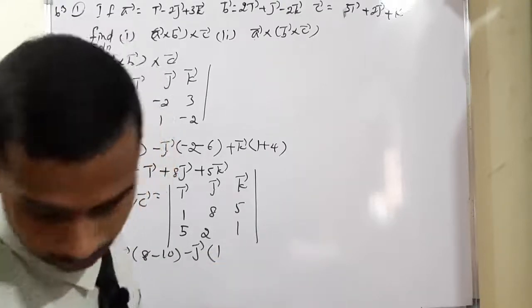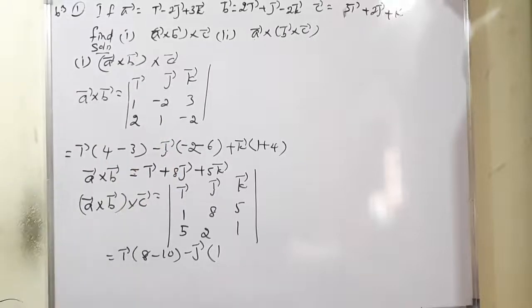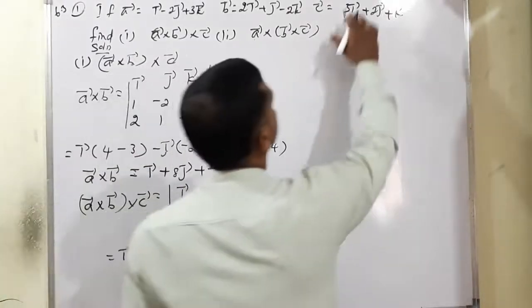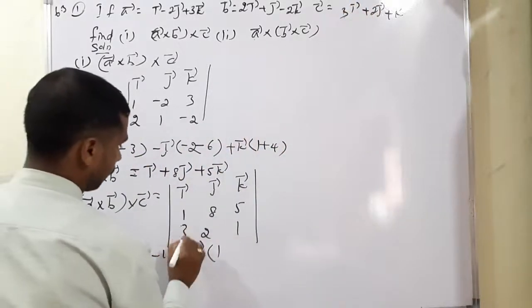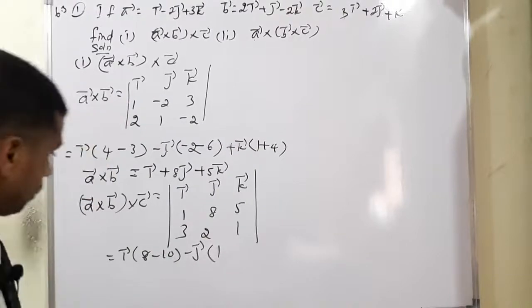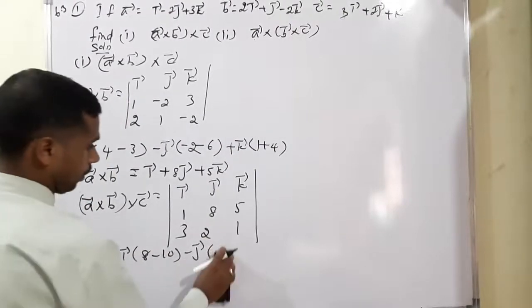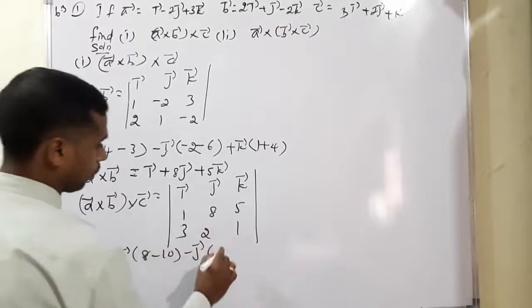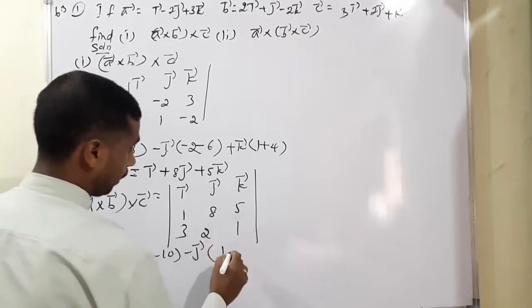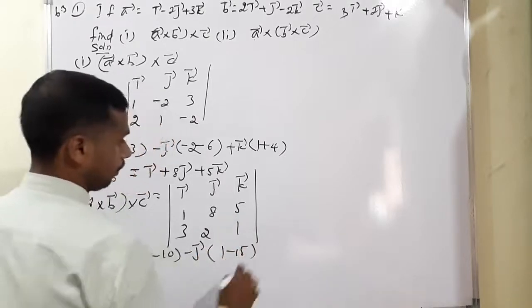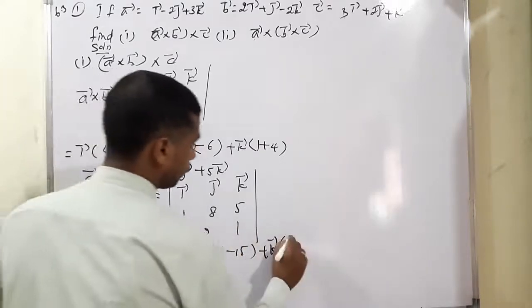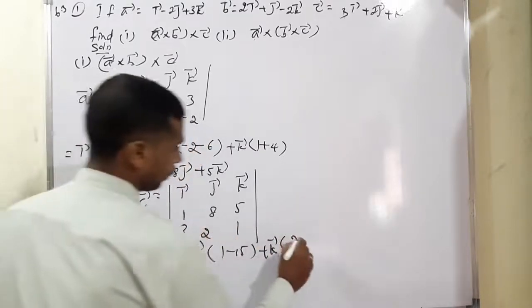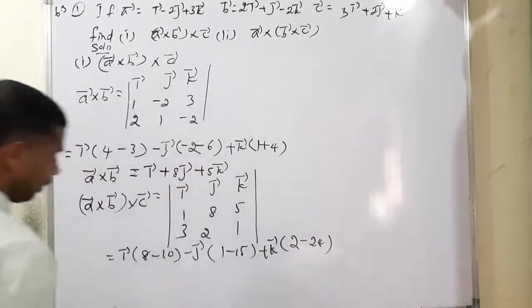Look at this, what is the value of C vector? C vector is 3, 2, 1. Sorry, my dear, this is 3, okay? So here also 3. Now the change is 1 into 1, 1; 3 fives are 15, so minus 15. Then plus k vector means 1 into 2, 2; 3 eights are 24, so minus 24.